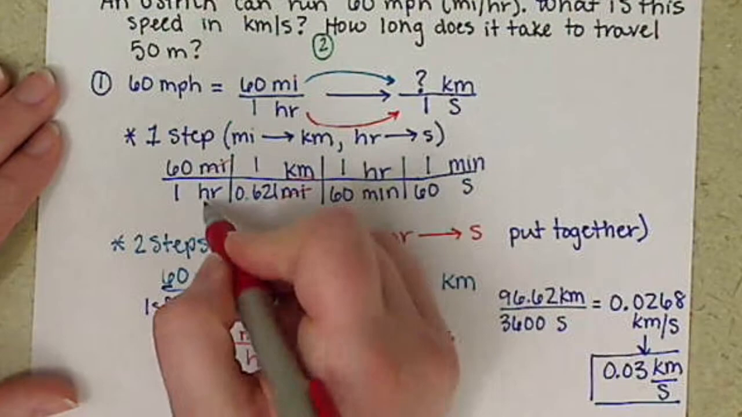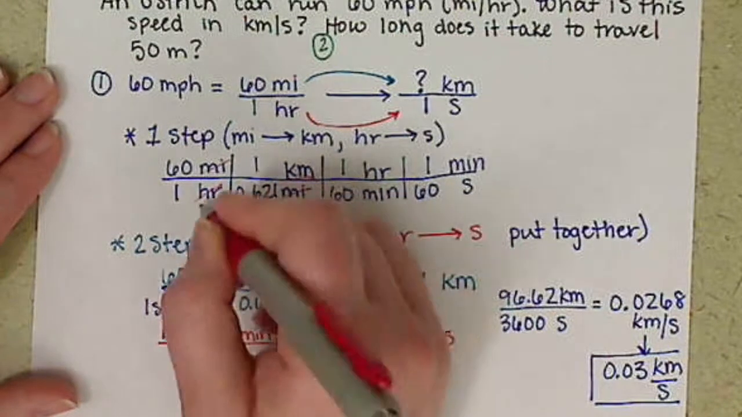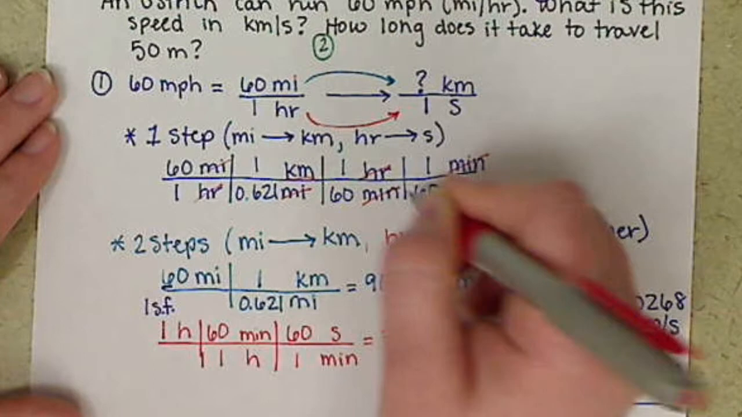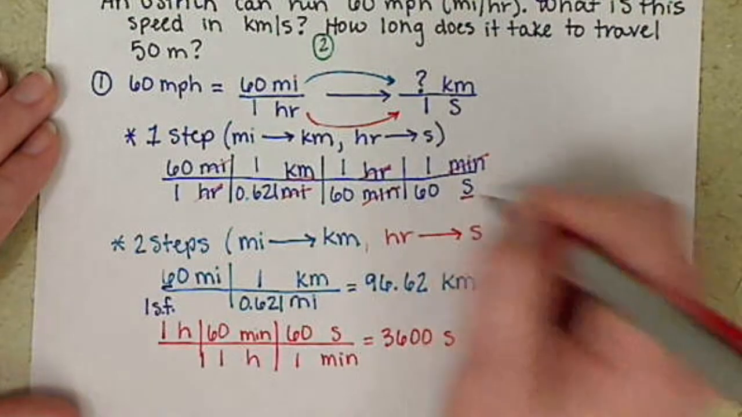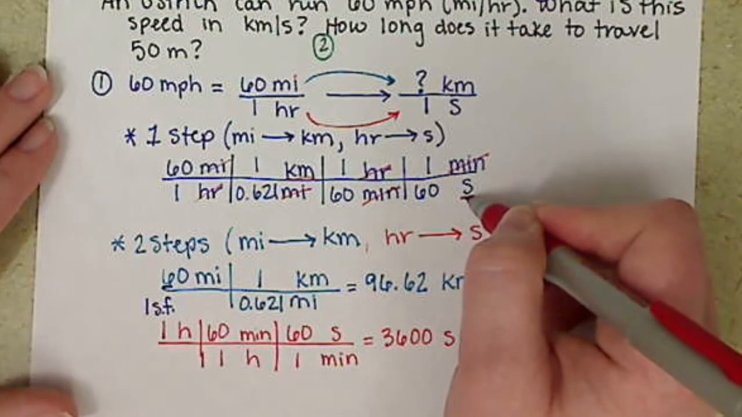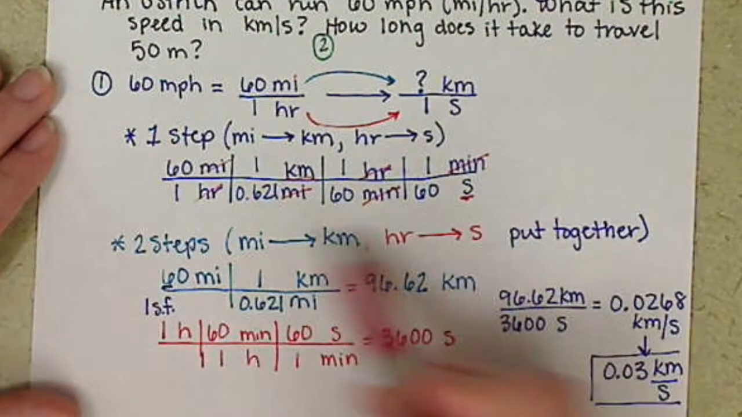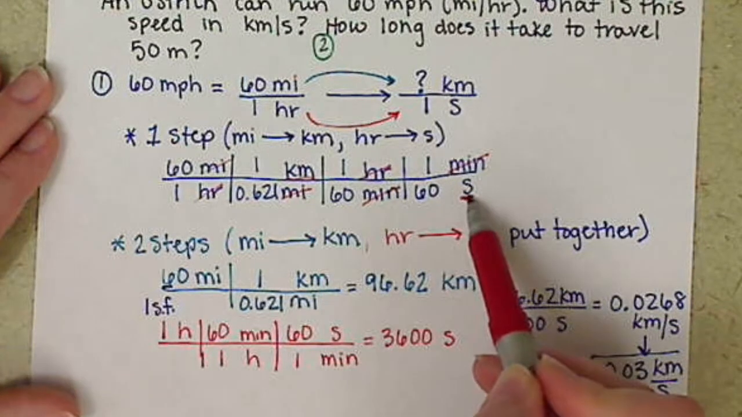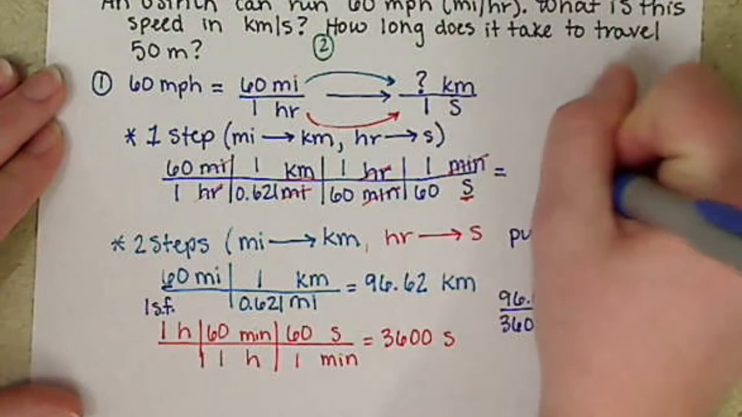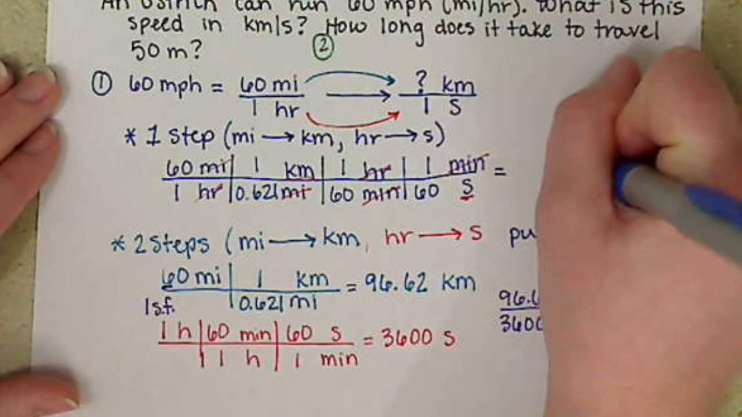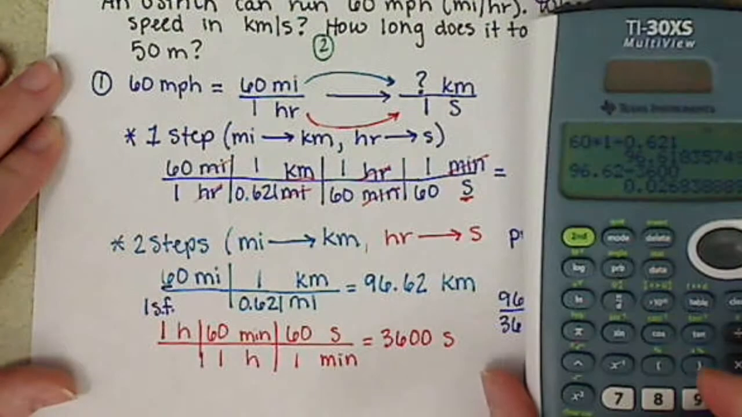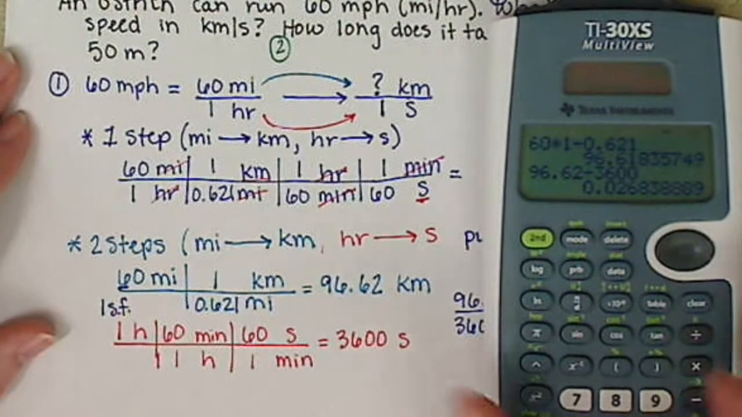As far as units go, my hours in the denominator are canceled by the ones in the numerator. I have minutes up the top, minutes down at the bottom, so I'm left with seconds down in the bottom. My only units that are left here, I have kilometers up top and seconds down in the bottom, which is what I'm after. So my value here that I get is going to be in kilometers per second.